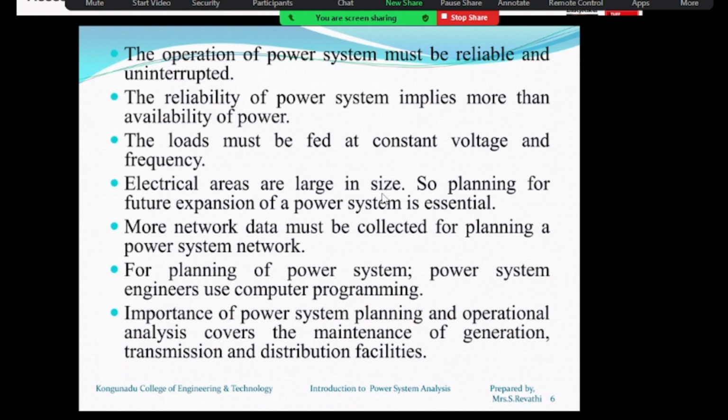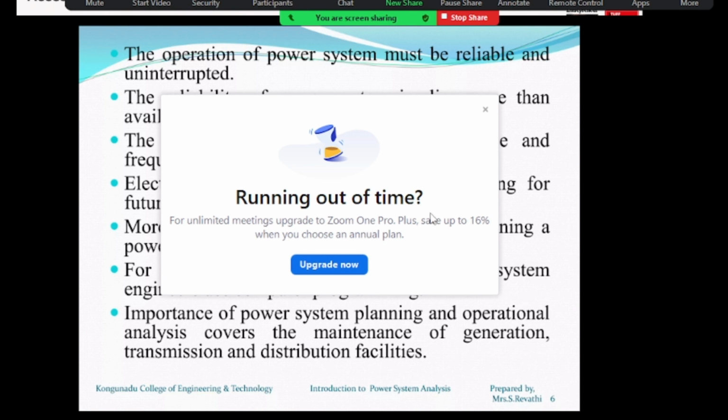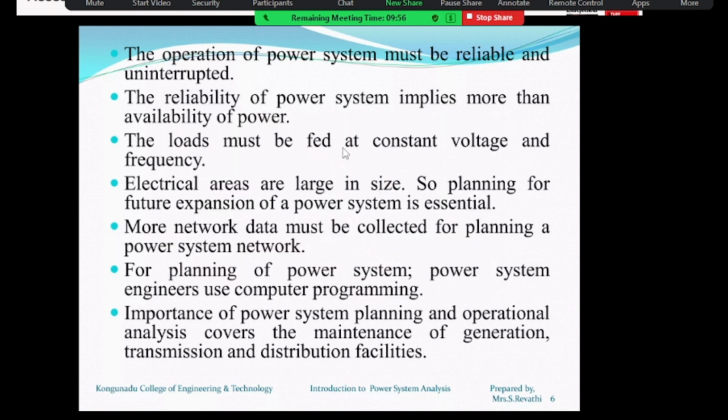Electrical areas are large in size, so planning for the future expansion of the power system is essential. As we know, electrical areas, where the grid stations or power generating stations are set up, have a large area. So if in future we grow, like we are developing some industries and other loads, and we need to expand our grid stations and generating stations, there must be planning for future expansion. So we do this through power system analysis.